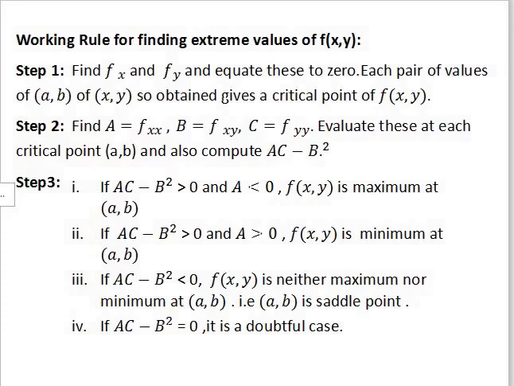Third one, if ac minus b square is less than 0, then we say that the function f of x comma y is neither maximum nor minimum at point a comma b. That is, a comma b is a saddle point. Fourth one, if ac minus b square is equal to 0, it is a doubtful case. That means we cannot say that the function is maximum or minimum.